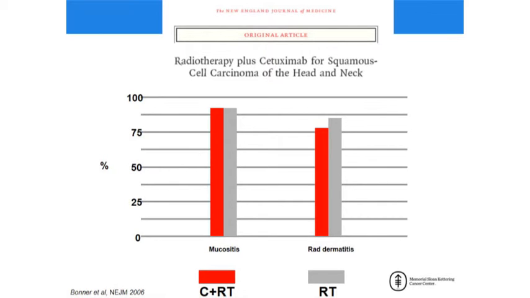In terms of adding other agents to radiation, we all know the Bonner trial in which cetuximab plus radiation was used in these patients. Surprising to many of us was that mucositis and radiation dermatitis were no different between the radiation therapy only arm and radiation plus cetuximab. Cetuximab blocks the growth of skin cells, keratinocytes. It was surprising it would not affect this.